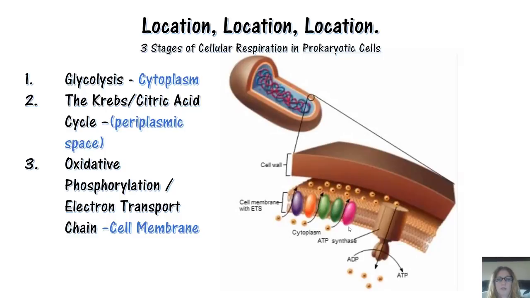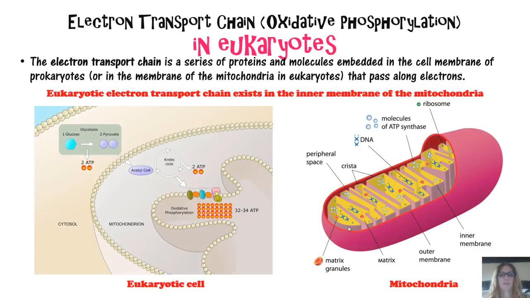Okay, so prokaryotes do not have mitochondria. In a sense, you can kind of think of them as they are mitochondria. We believe that our mitochondria probably evolved from prokaryotic cells. So you can kind of think of it like that.